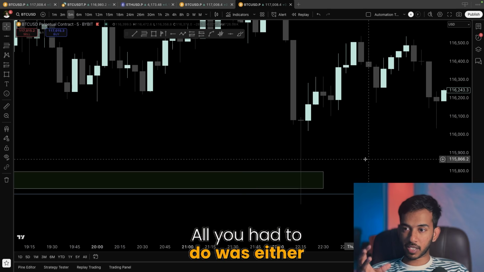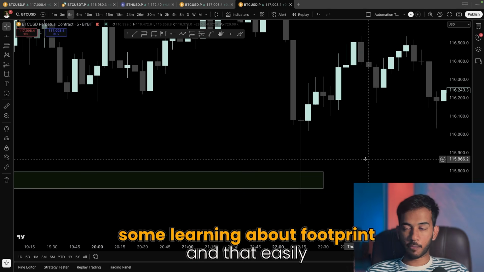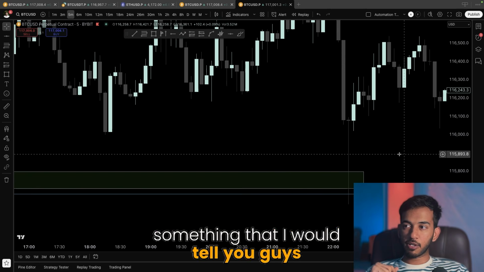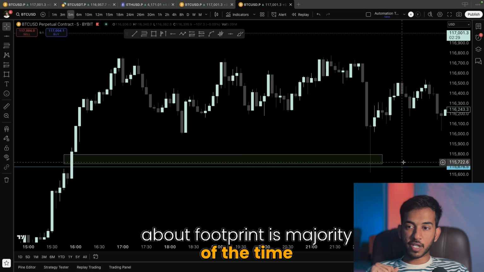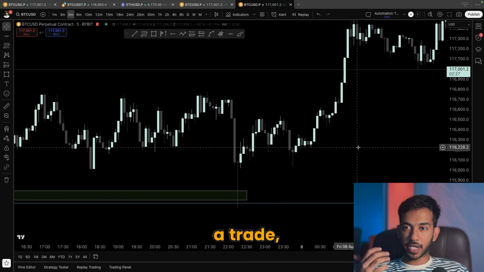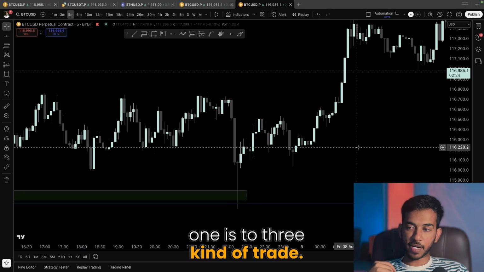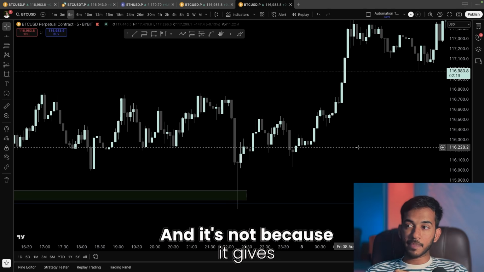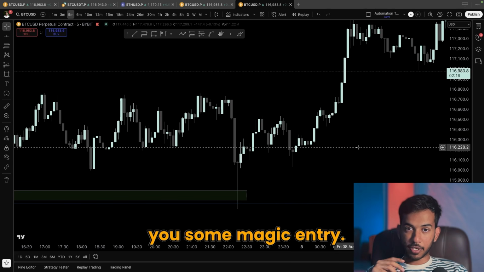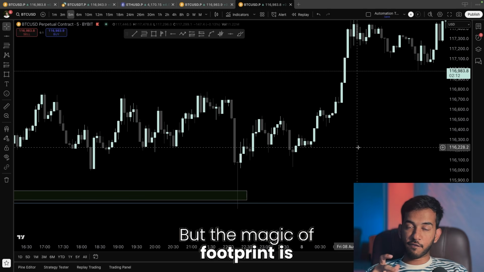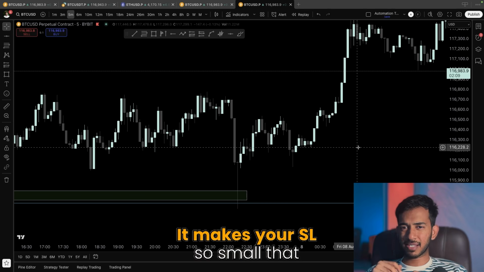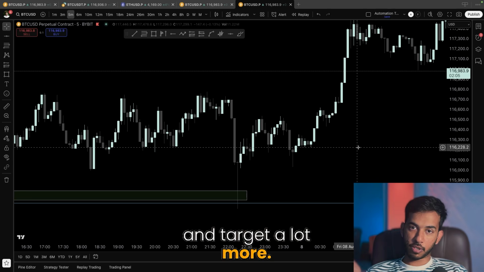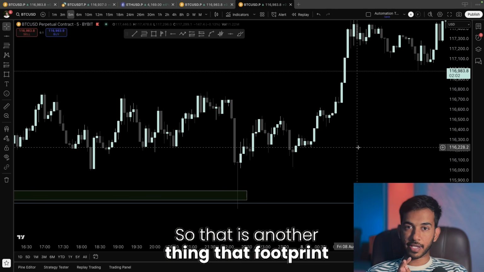All you had to do was either have some experience, some learning about footprint, and that easily you could have entered a trade. Now, something that I would tell you guys about footprint is, majority of the time when a trader is getting into a trade, they aim for a 1:2, 1:3 kind of trade. But with footprint, it's pretty easy to get into trades which are 1:5, 1:6. And it's not because it gives you some magic entry. It actually does. But the magic of footprint is in the SL. It makes your SL so small that now you can risk the same and target a lot more. All right, so that is another thing that footprint does for you.